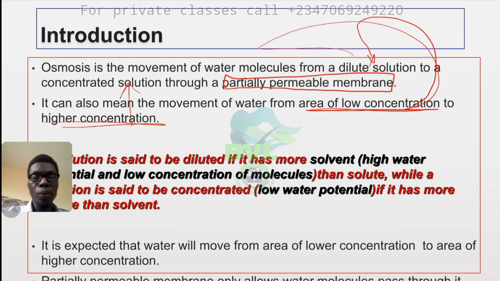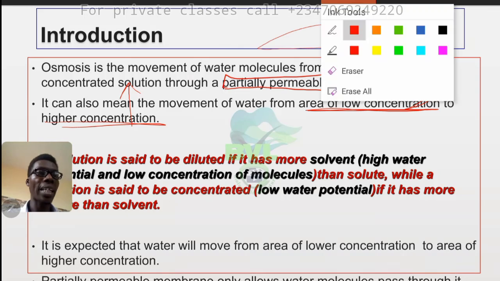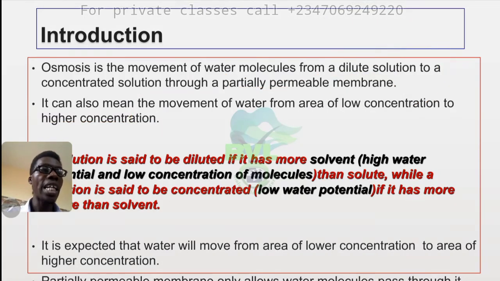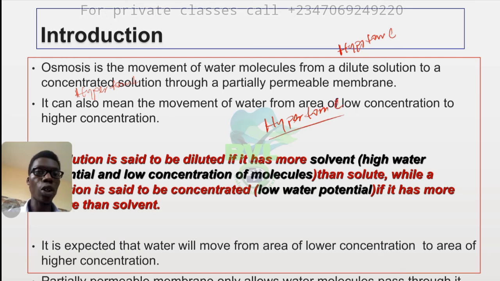Is that simple? Now, one word you should remember is that this word dilute is the same thing as saying hypotonic. Let me write that there for you. It's very important, please. The word dilute is the same thing as saying hypotonic solution. The word concentrated can also mean hypertonic. Hypertonic solution. Please don't forget that. Let me write that again. Hypertonic means the same thing as concentrated solution.